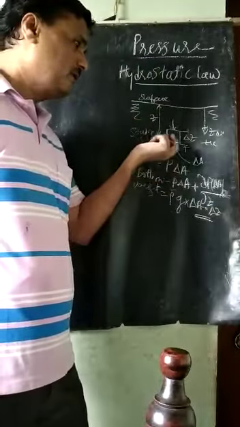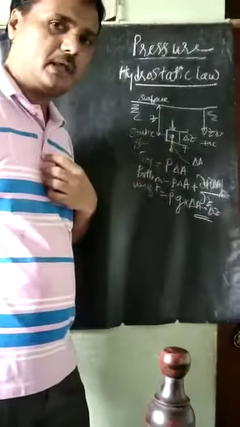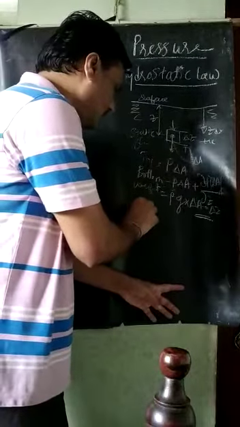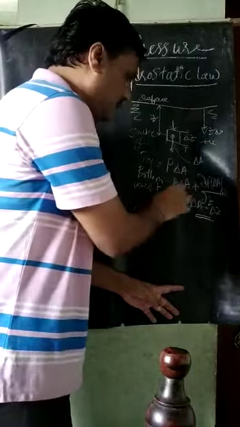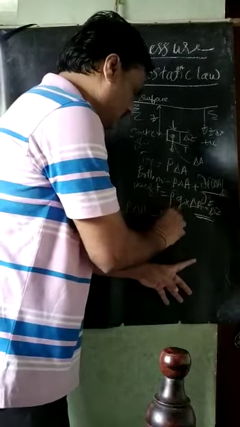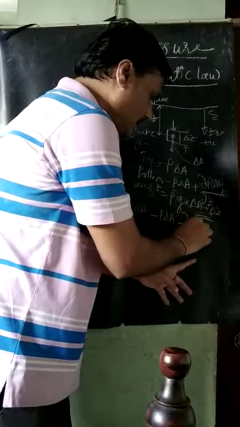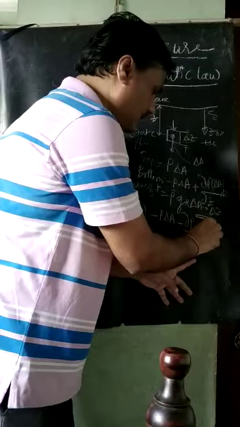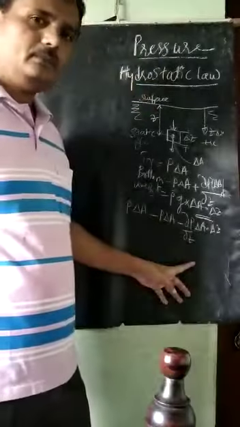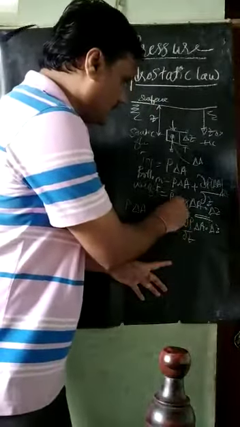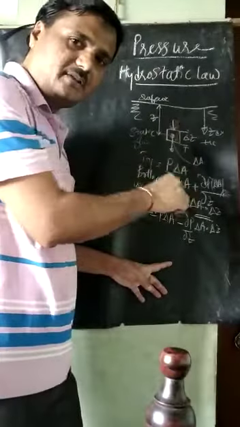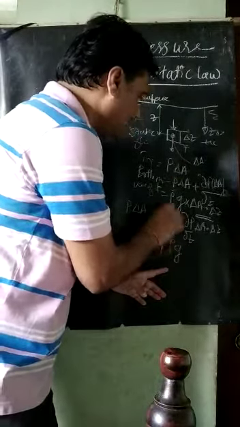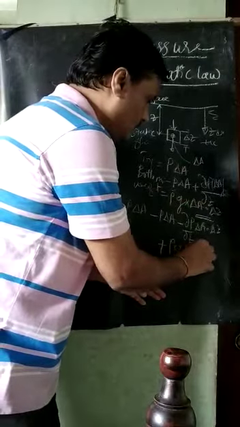Because this point is under equilibrium, now I will take these three forces: P into delta A minus the force at the bottom, P into delta A plus dou P by dou Z into delta A into delta Z, and then, because Z is the positive downward direction, plus rho g into delta A into delta Z.